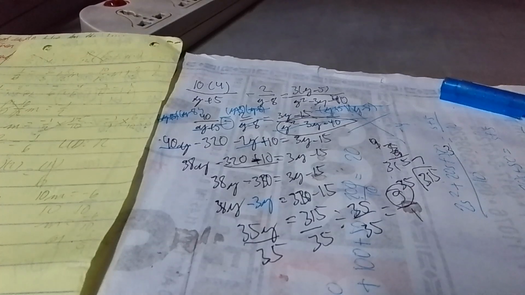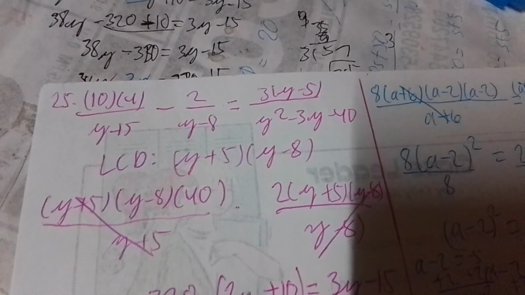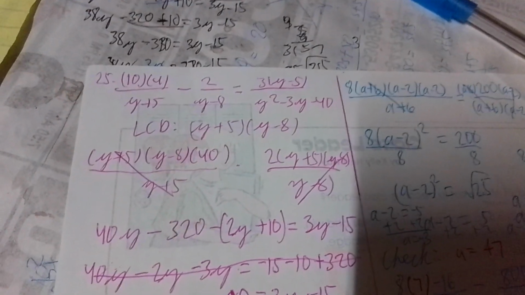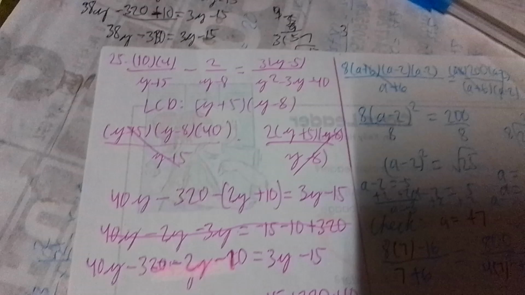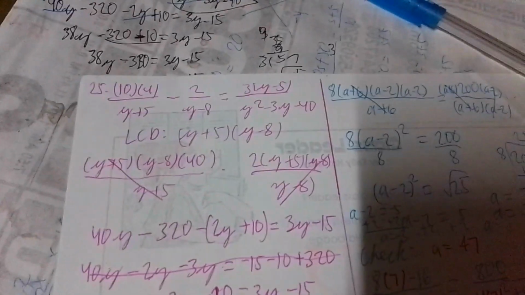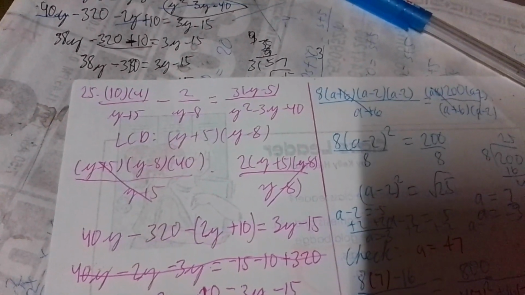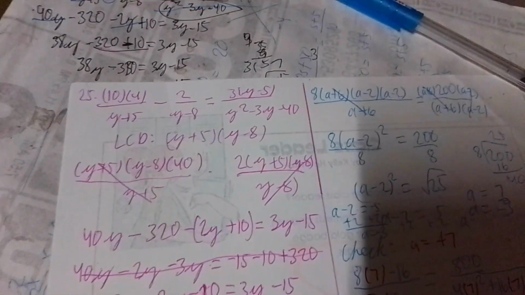So let's double check with the solution sheet. This is what I did. With the solution sheet, first, I get the LCD, y plus 5, y minus 8. And then they cancel, divide to that. Y plus 5 cancels from the 40 and the y minus 8, right? So I multiply this one. And then this one on the right side, this becomes, what is that? Negative 2. So that becomes negative 2, y plus 5.